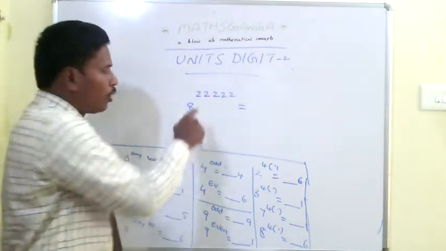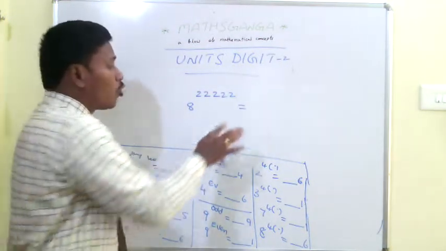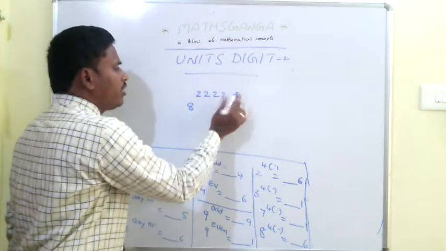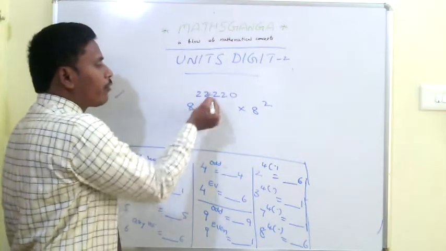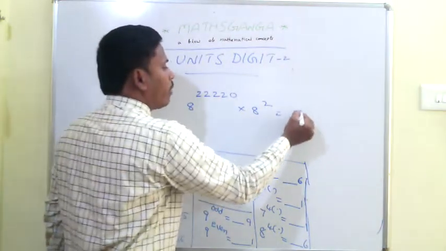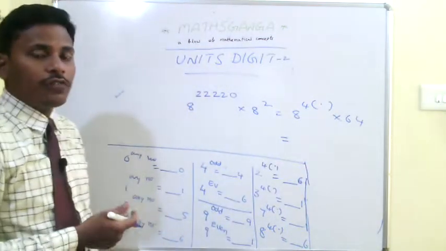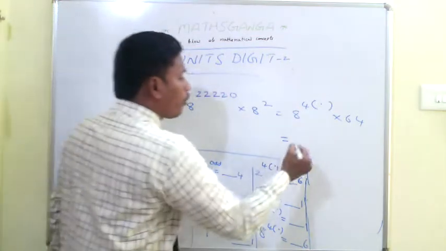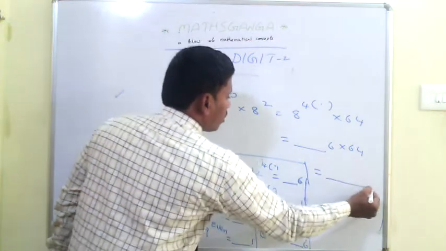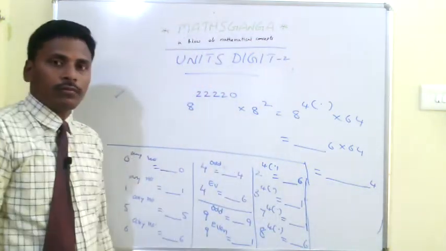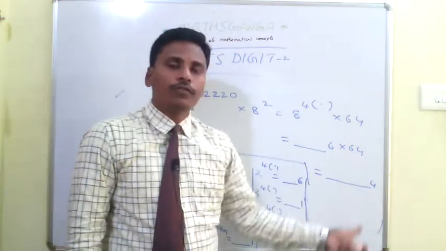22 is not a 4 multiple, so this number is not a 4 multiple. But near to 22, 20 is a 4 multiple. So I will write it like, change this 2 to 20 into 8 square. Then it becomes 8 power 4 multiple into 64. What is the unit digit for 8 power 4 multiple? 8 power 4 multiple always ends with 6, into 64, and if you multiply 6 and 4, 6 fours is also 4. Okay, since 6 fours is 4, the unit digit of the given number is also 4.